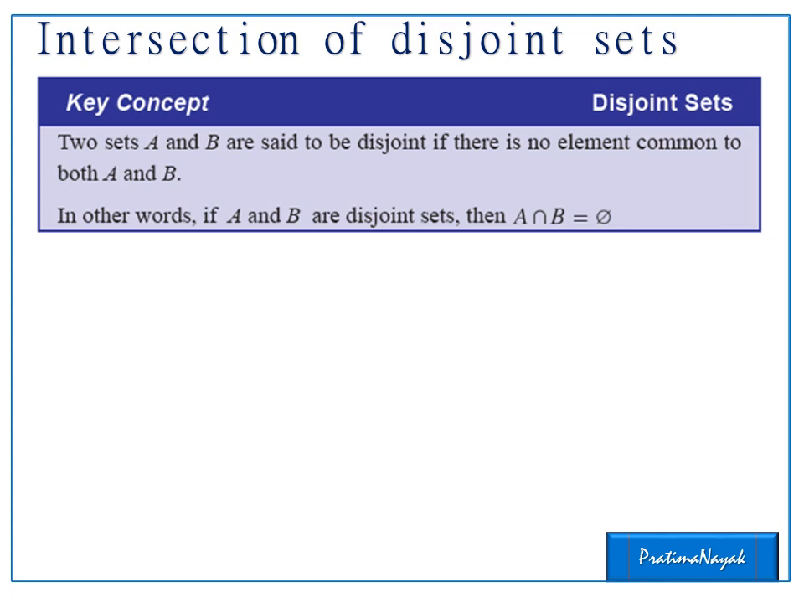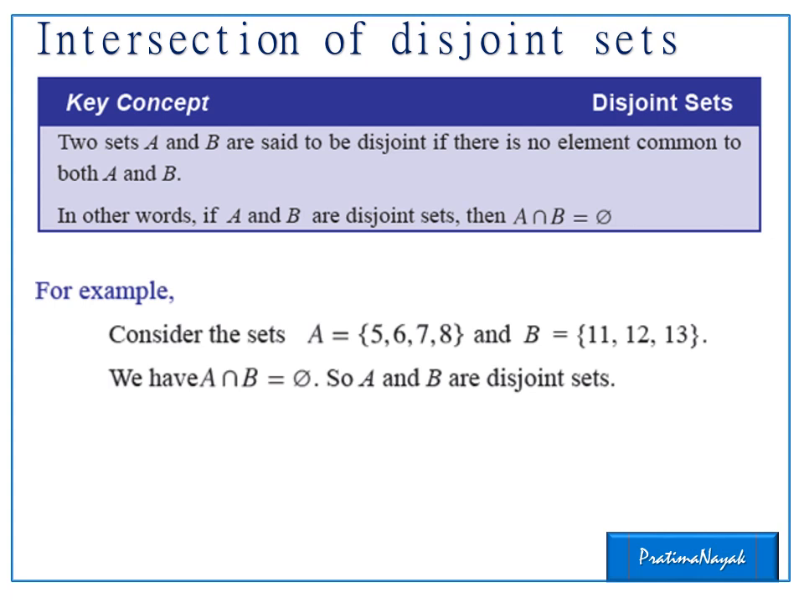Next is, what will be the intersection when two sets are disjoint? Two sets A and B are said to be disjoint if there is no element common to both A and B. So if there is no common element, then the intersection will be a null set. So let us take an example. A set contains 5, 6, 7, 8. B contains 11, 12, 13. So certainly A intersection B has no element in common, so it will be phi. So that time we say A and B are disjoint sets.